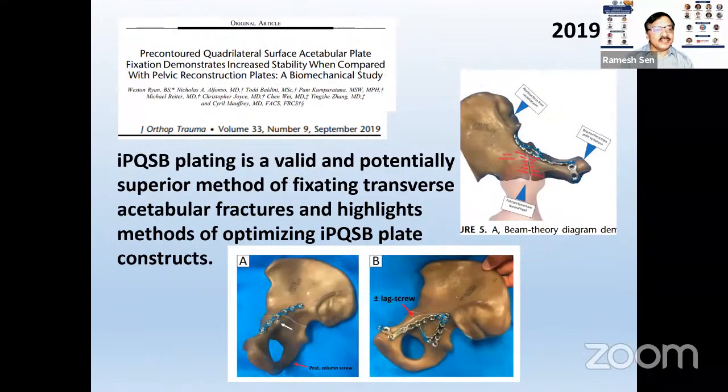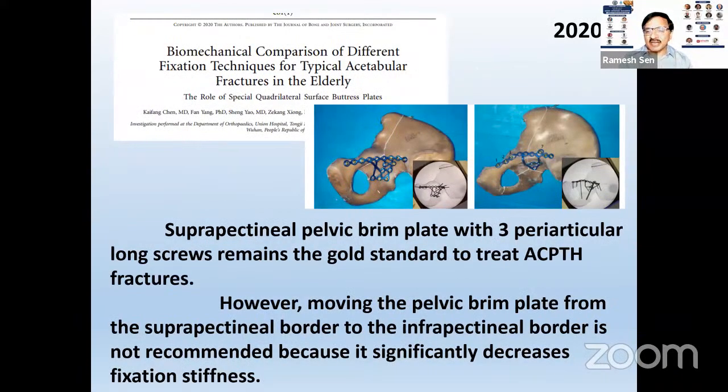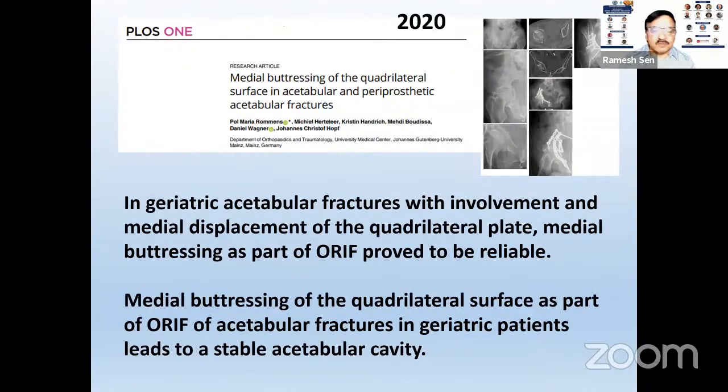Then there is another paper which said that this inferior plate is valid and potentially a superior method, because the basic theory still says that you are basically purchasing in a push form over that area. Then another plate was seen to have a similar kind of picture, but the purchase is either inferior or going superior. And again, this is the same paper which Professor Roman just showed, that in geriatric cases he found the medial buttressing effect to be good. Yes, this is agreed upon.